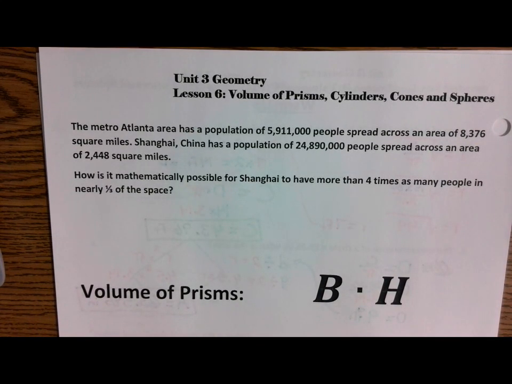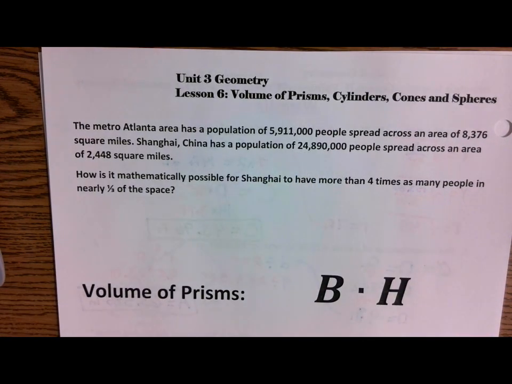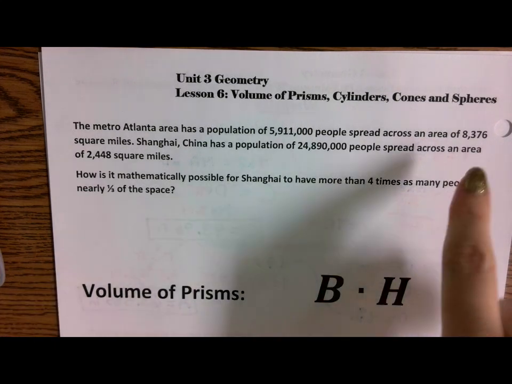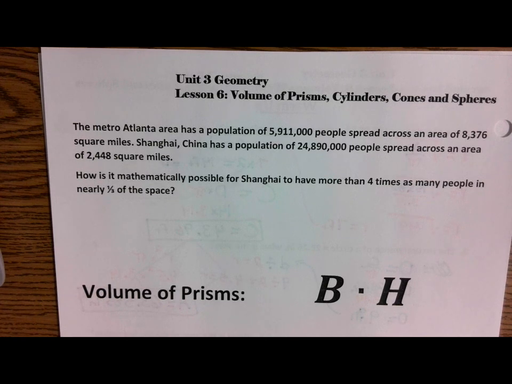It's spread across a land space of 8,376 square miles. Shanghai, China has a population as of last year of 24,890,000 people, and it only has a land area of 2,448 square miles. So I want to know, how is it mathematically possible for Shanghai to have more than 4 times the amount of people in just 1/3 of the space?